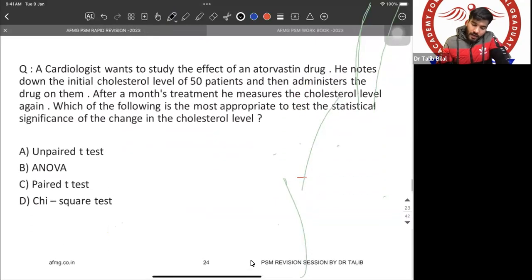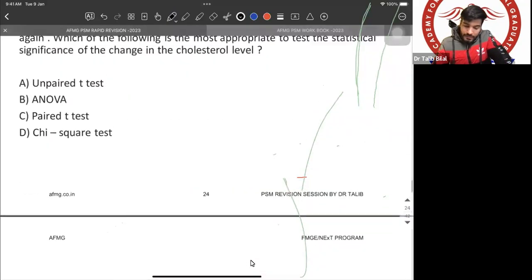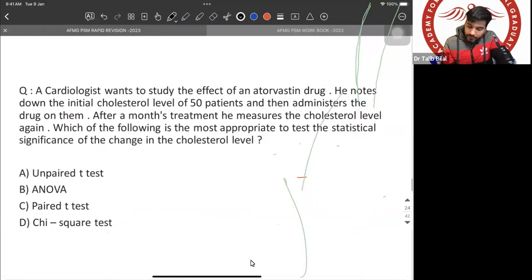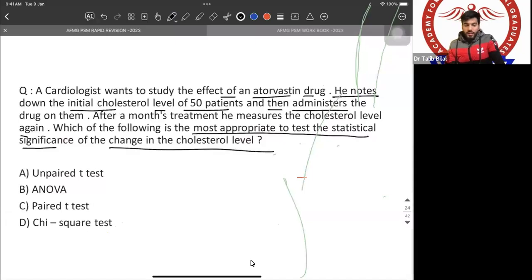Yes, sir. A cardiologist, guys, this is a very important one, please. A cardiologist wants to study the effect of an atorvastatin drug. He notes down the initial cholesterol level of 50 patients and then administers the drug on them. After a month's treatment, he measures the cholesterol level again. Which of the following is the most appropriate to test the statistical significance of the change in the cholesterol level? Which test will you do here?